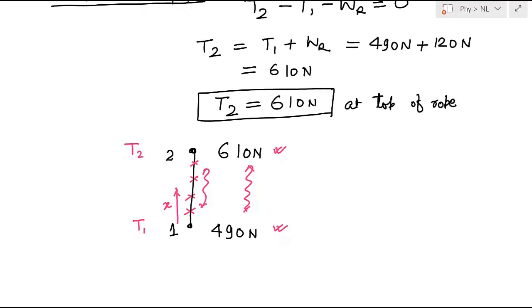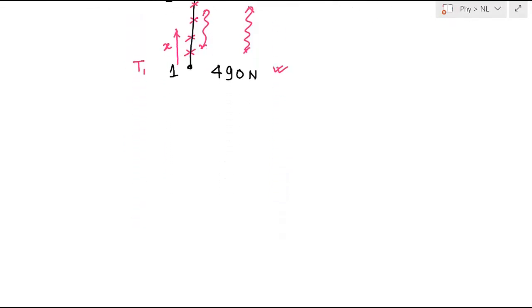Finally, you can also solve this problem by taking a different kind of system, or you can say a composite system. What I mean, let us try to understand. So this is the ceiling and this is the rope and this is the gymnast.